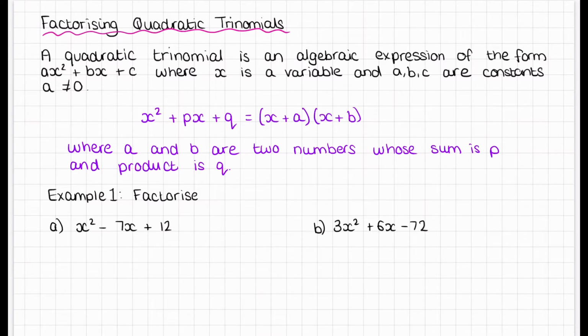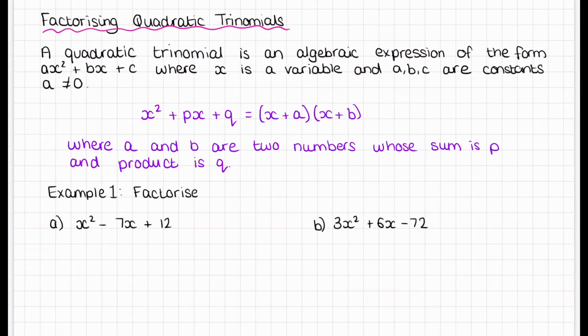What we're trying to do when we factorise a quadratic is, it's originally in the form of x squared plus px plus q, and we end up with it in brackets of x plus a and x plus b. a and b are two numbers whose sum is p and their product is q. So when you add the two numbers together you get p, and when you multiply them you get q.